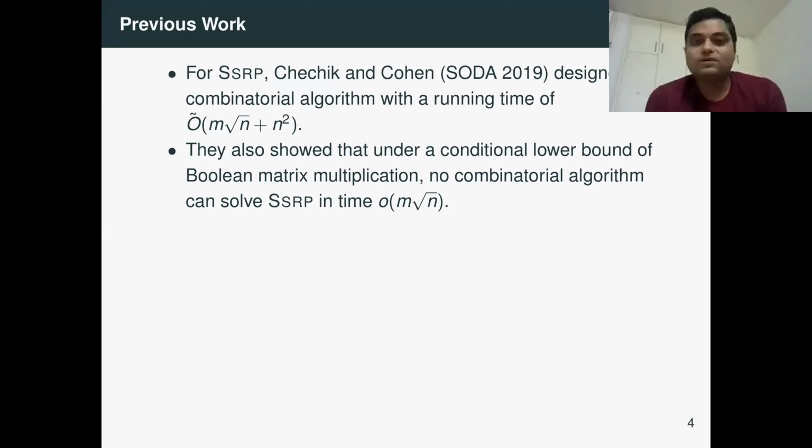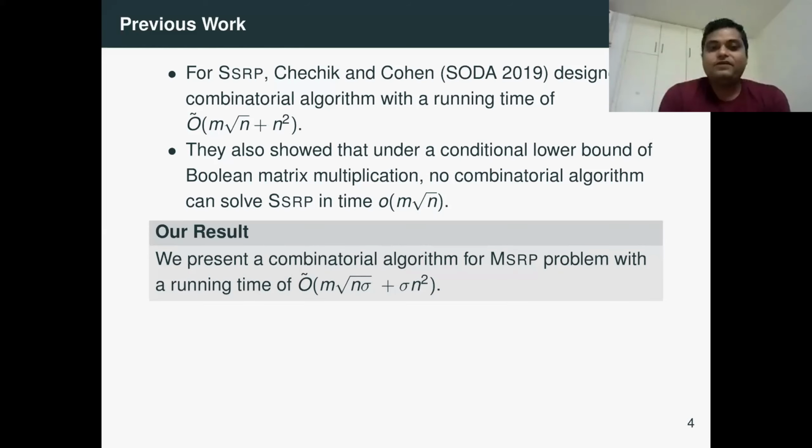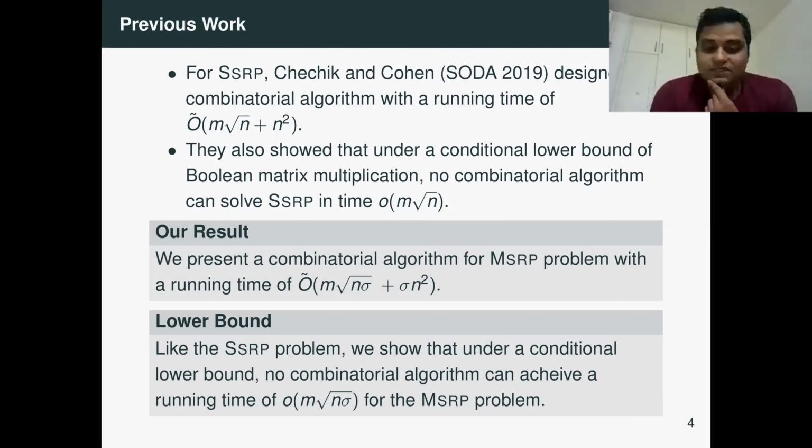They also showed that under a conditional lower bound of Boolean matrix multiplication, no combinatorial algorithm can solve this problem in less than m square root n time. What we have is a combinatorial algorithm for the MSRP problem with a running time of m square root n sigma plus sigma n squared. Again, this sigma n squared is kind of forced for our problem because there are sigma sources. And like them, we have a lower bound saying that no combinatorial algorithm can do better than m square root n sigma for the MSRP problem under some conditional lower bounds.